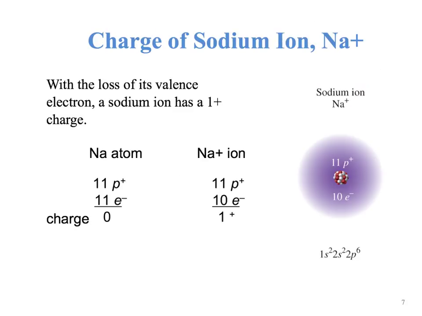For example, sodium. When we look at sodium, sodium has 11 protons and 11 electrons. So if sodium loses 1 electron, then the number of protons remains the same, and the number of electrons goes to 10. And the charge of sodium now will be +1.